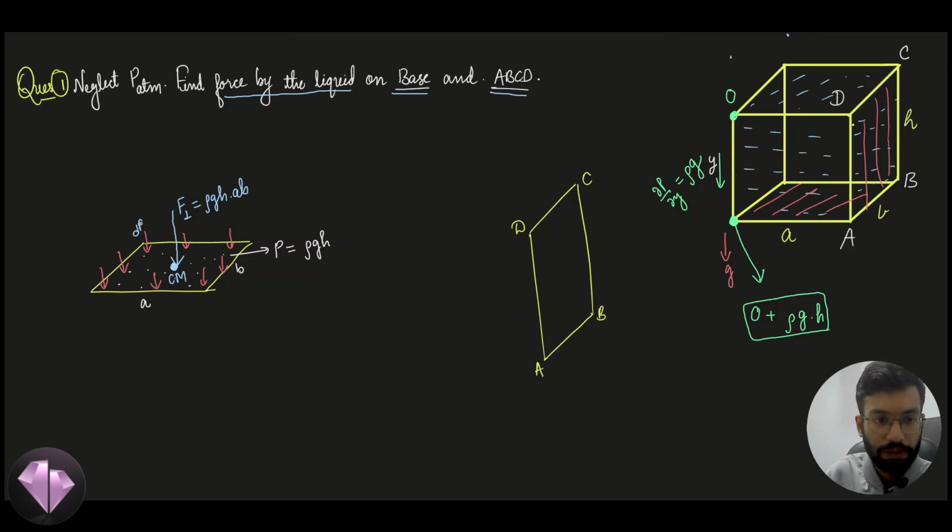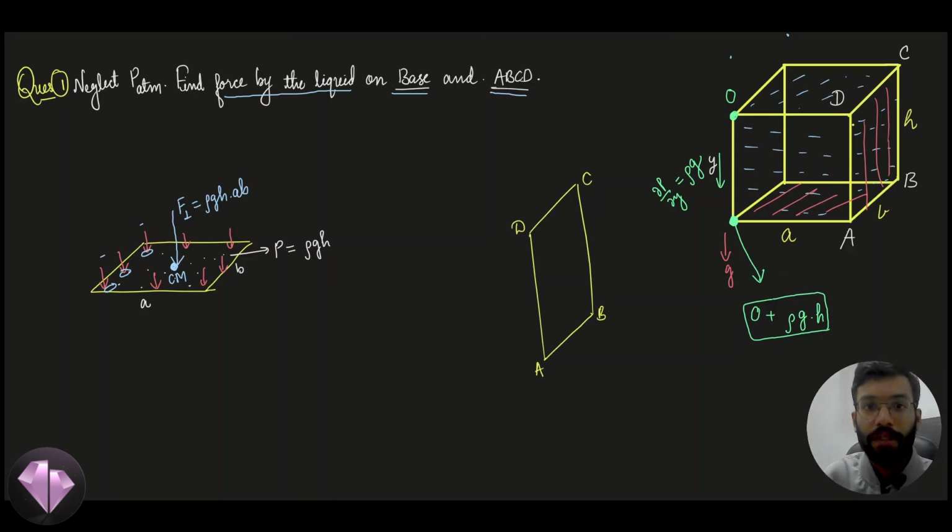Since all these small forces, this is dF, dF, dF, all these small dF forces which are applied on a small area on this base, all of them are the same. Since my pressure is the same, all these small forces are the same, so I can directly go to the center of mass and apply that force. So finally the first answer हमारे पास आ गया है: the force applied by the liquid on the base is rho g h into AB.